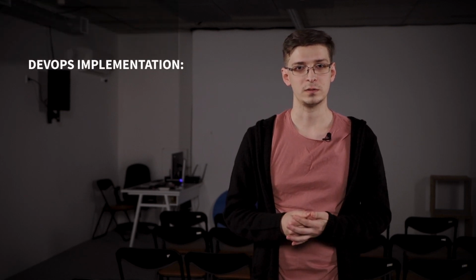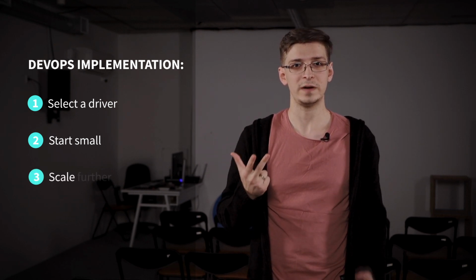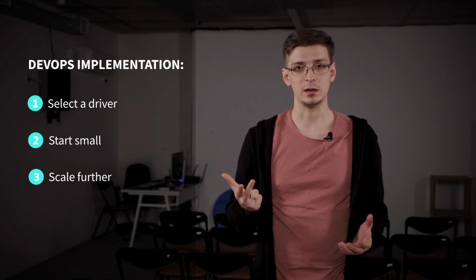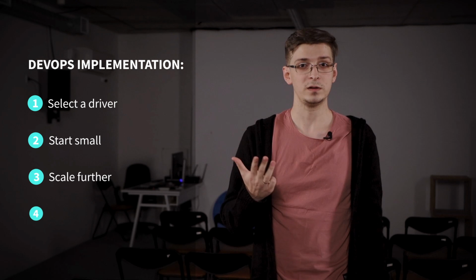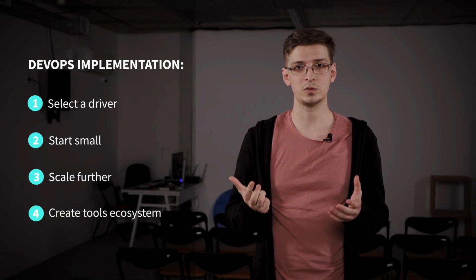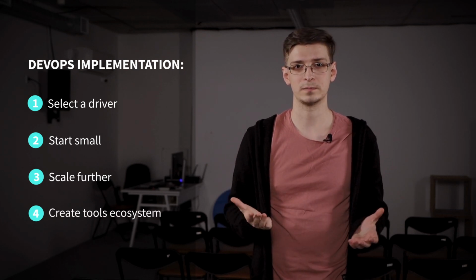Okay, let's sum up the main points on the DevOps implementation. First, clearly understand who will drive the initiative and adopt DevOps in your company. Second, start the experiment on a small scale and get more visibility and control over the results. Third, define clear objectives for the team and scale once you get more comfortable with the DevOps technologies and practices. And fourth, create an ecosystem of tools to complement the practices.